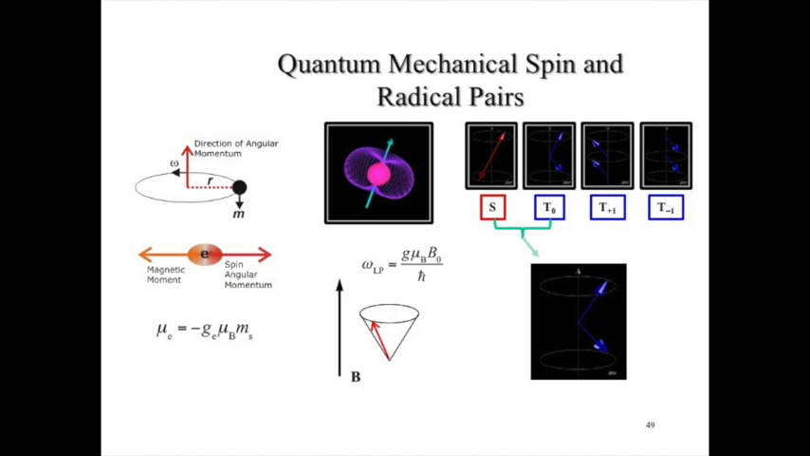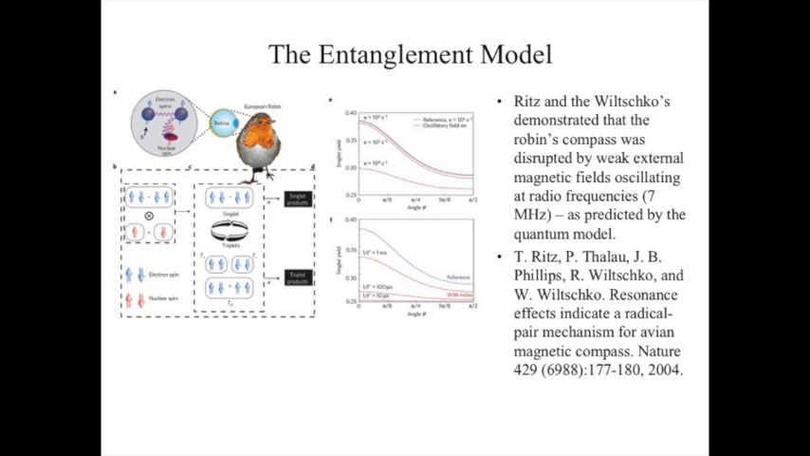So a very speculative proposal, but it made a prediction that the bird's compass should be disrupted by weak external magnetic fields. And he paired up with the Wilczkows to test this with birds. So they took robins and tested whether they could disrupt their compass with radio frequency magnetic fields, and indeed they could.